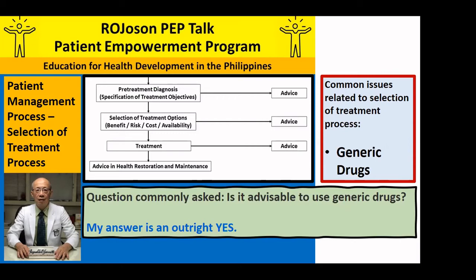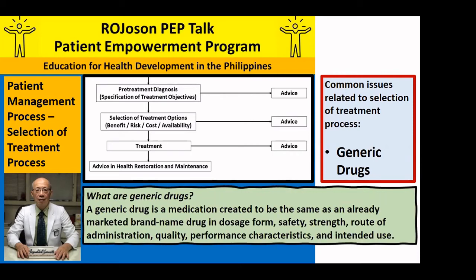Generic drugs. A commonly asked question, is it advisable to use generic drugs? My answer is an outright yes, it is advisable. So what are generic drugs? A generic drug is a medication created to be the same as an already marketed brand name drug, the same in dosage form, safety, strength, route of administration, quality, performance characteristics, and intended use.